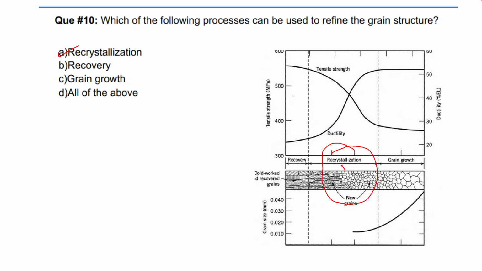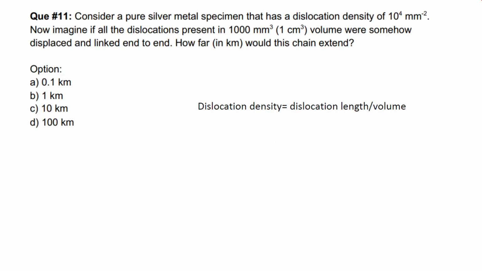Next is a small problem. Consider a pure silver metal specimen that has a dislocation density of 10 to the power 4 per millimeter square. Now imagine if all the dislocations present in 1000 millimeter cube volume were somehow displaced and linked end to end. How far would the chain extend? So dislocation density is equal to dislocation length by volume. That is the formula. Both are given, you find the answer for it.